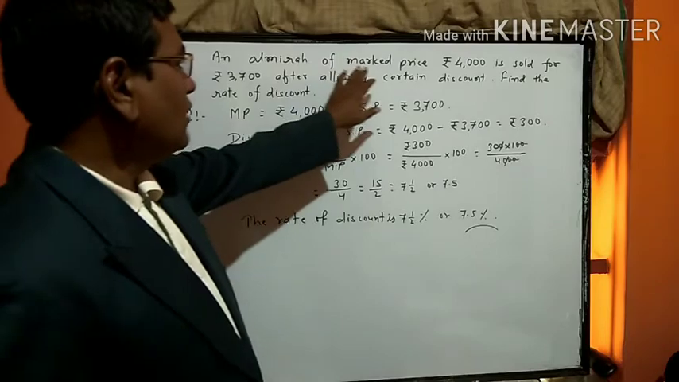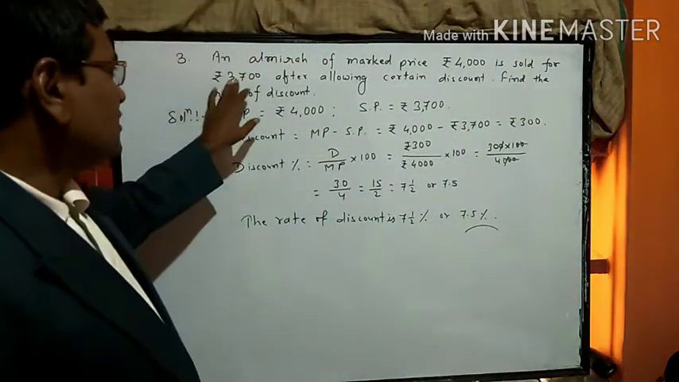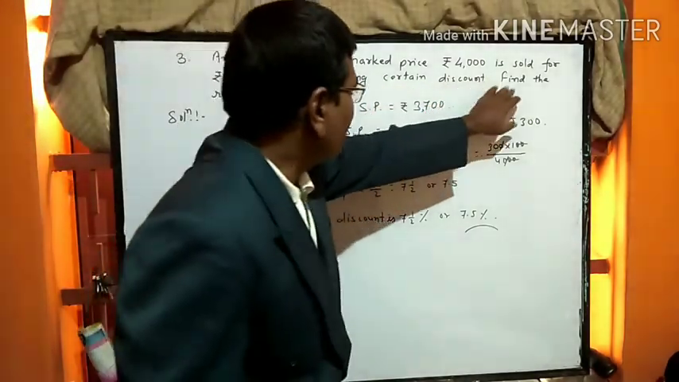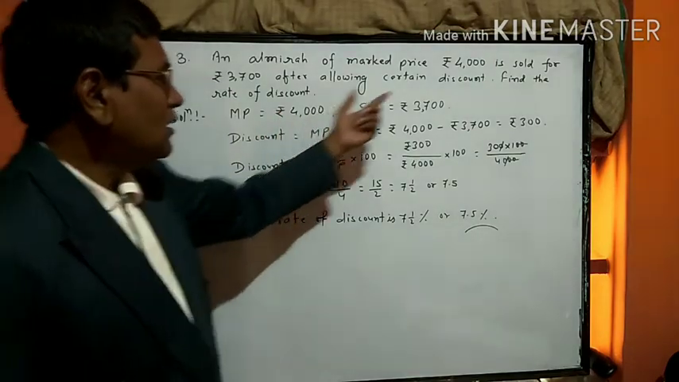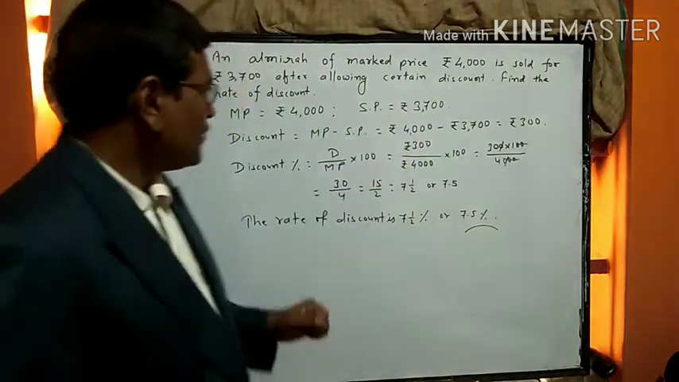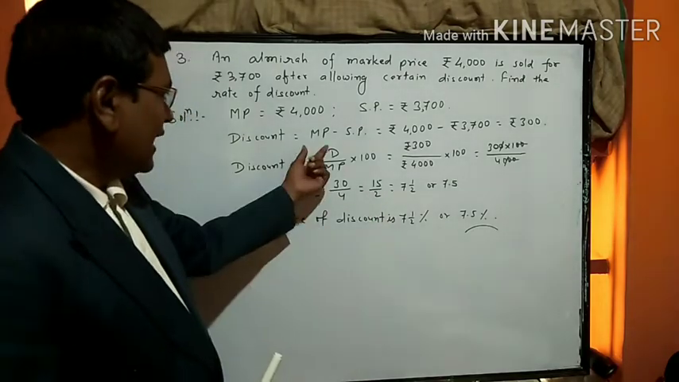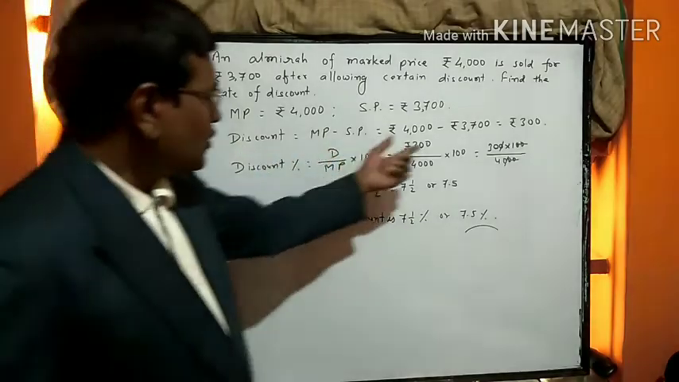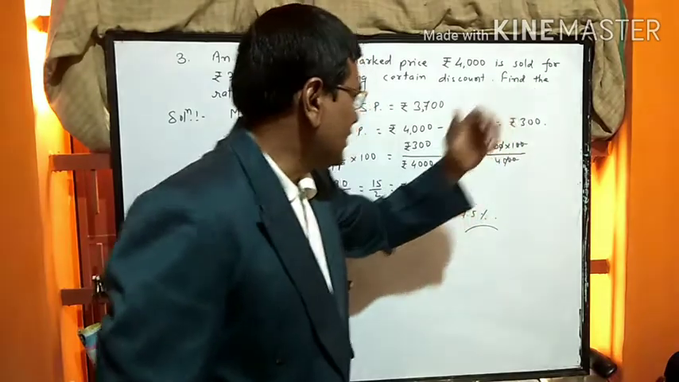An almirah of marked price rupees 4000 is sold for rupees 3700 after allowing certain discount. Find the rate of discount. Here MP equals 4000, SP equals 3700. Now what is the difference between MP and SP? MP minus SP. This is called discount. So 4000 minus 3700 equal 300.